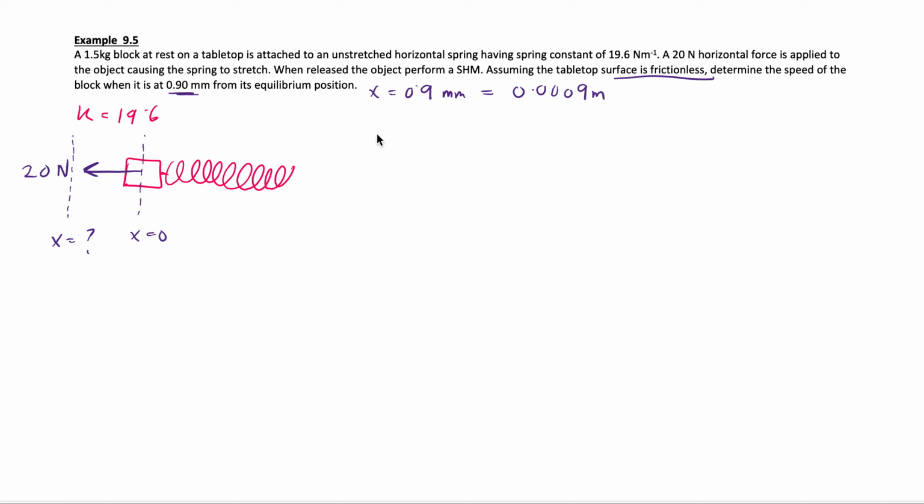So we know the equation for vmax is what? Square root of k over m times A. And then we had the equation v equals square root of k over m times A squared minus x squared. Now we have k, we have m. Do we have A? Yes, we do. What is the A? The A is the maximum displacement that the spring can have, which is what we stretch it by, right? Now, how do we find A?